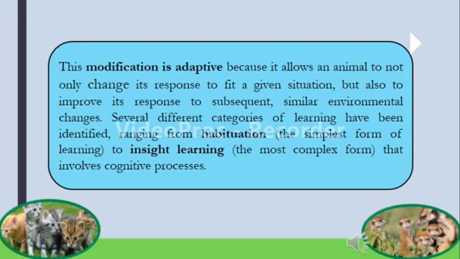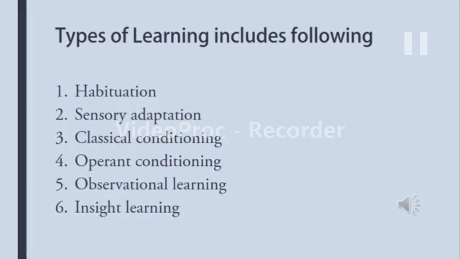The next topic is the types of learning. Basically, the types are habituation, sensory adaptation, and then classical, operant, observational, and insight learning. Classical, operant, and observational learning we will discuss in our next video. Here we give a short explanation of habituation and sensory adaptation. Basically these are types of learning in which an organism responds to a new environment.